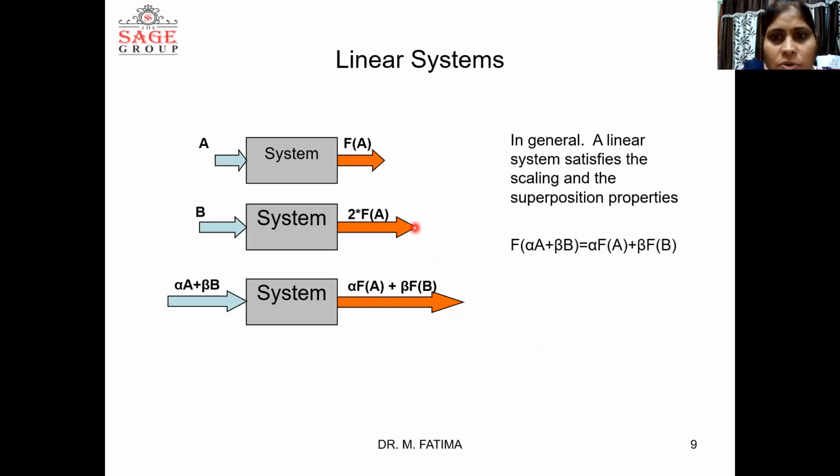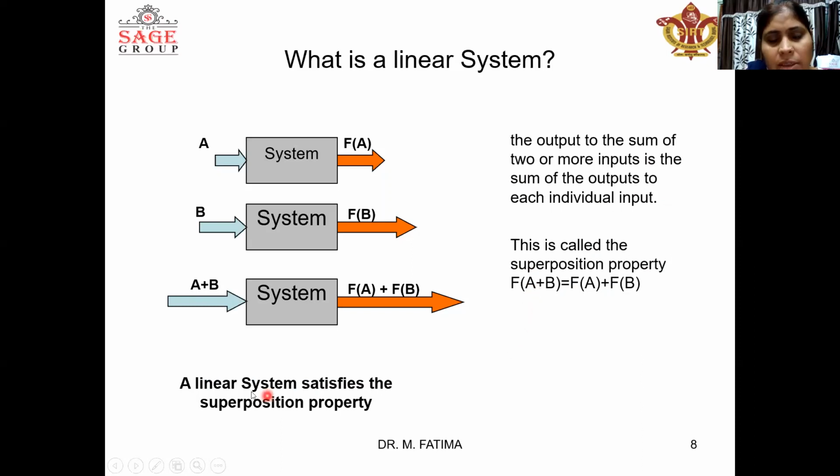The linear system also satisfies the superposition theorem. Superposition. The linear system satisfies the superposition property. That is, the output to the sum of two or more inputs is the sum of the outputs to each individual input. So here A is the input and F(A) is the output.